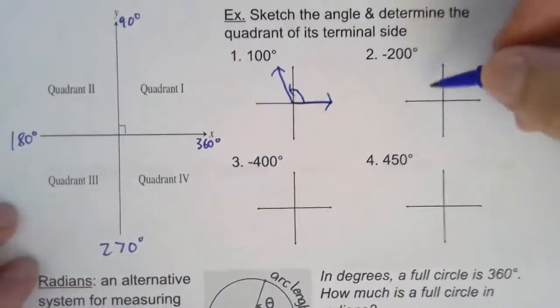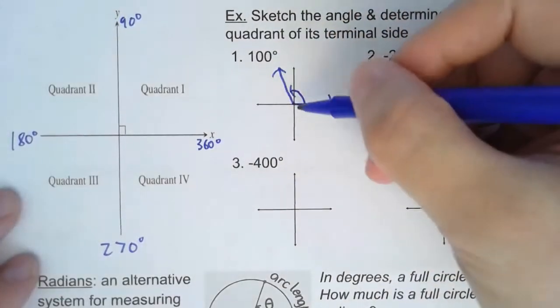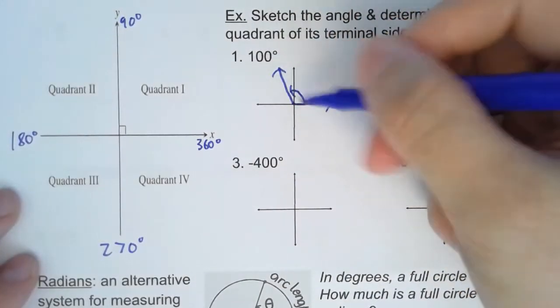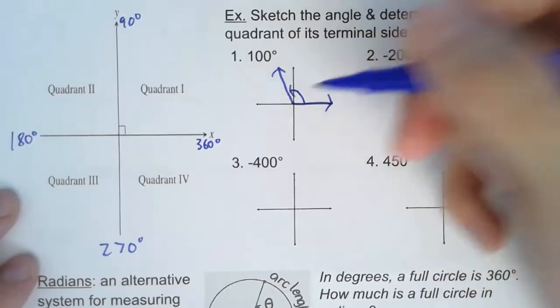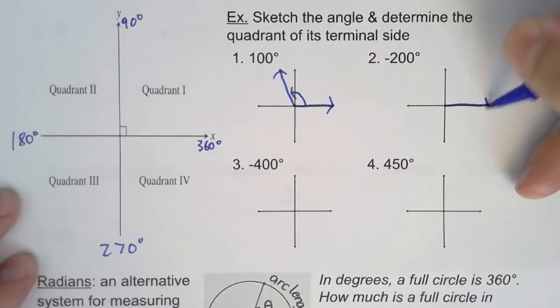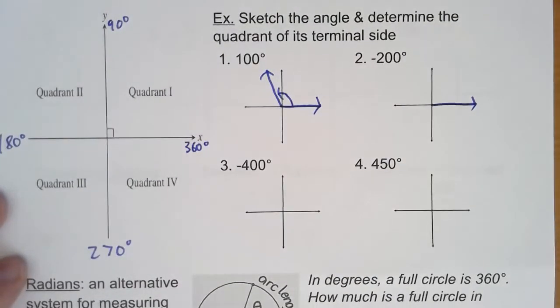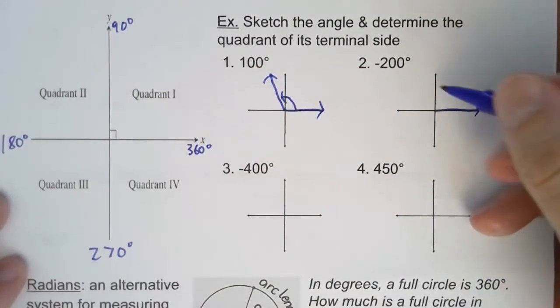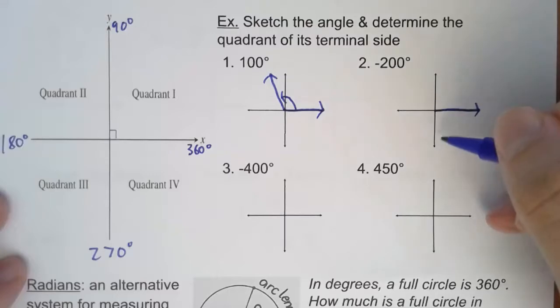Okay. So now negative 200 degrees. The positive angle, again, we rotated this way towards positive y values, actually counterclockwise. So for the negative angle, we still start in the same place. We're still going to start on the right side of the x-axis. But now instead of going towards positive y values, we're going to go towards negative y values. Now we're actually going to go clockwise.